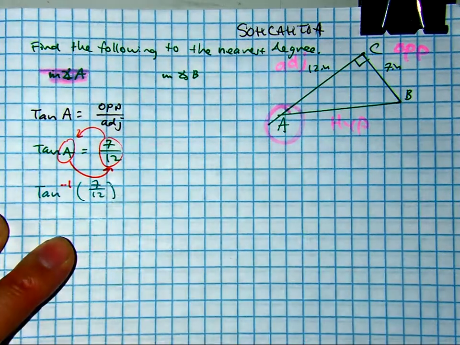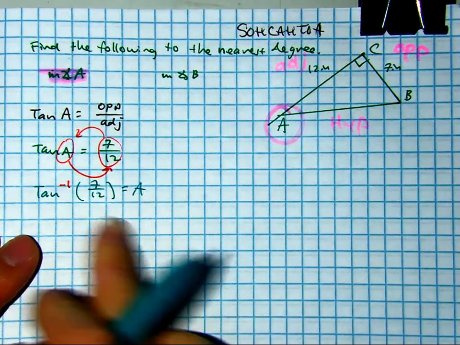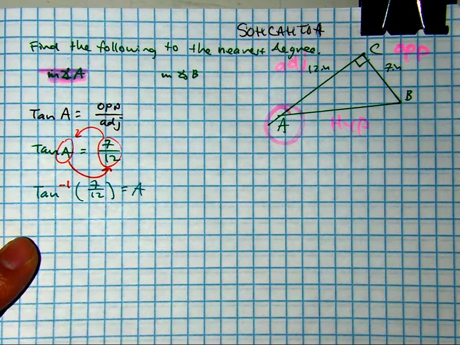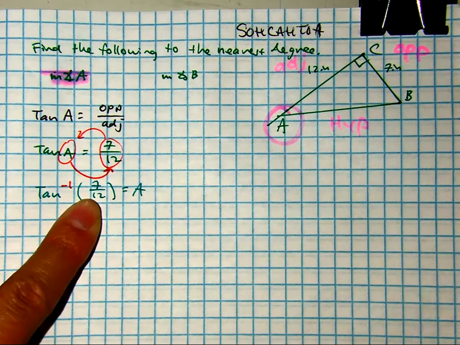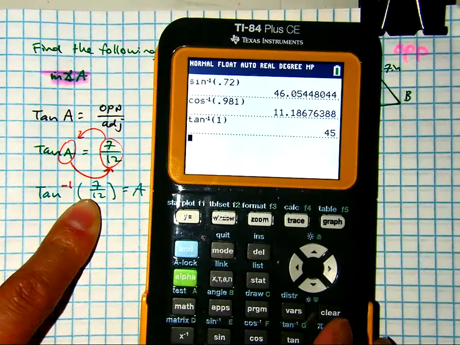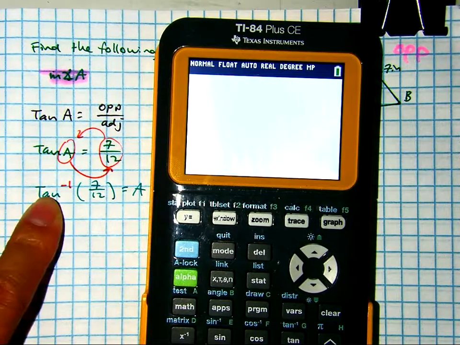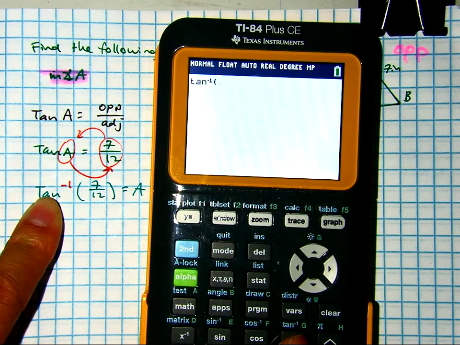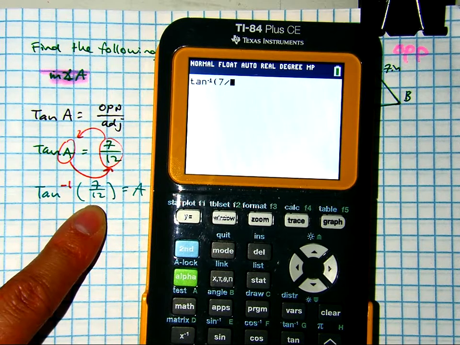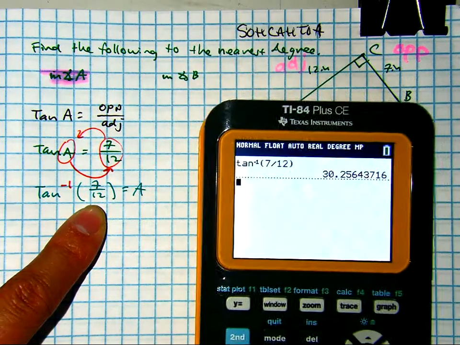Let's put it into our calculators. You don't even need to simplify that because your calculator can do that. Inverse of tangent, 7/12. And it told us to round to the nearest degree, so our answer is A is approximately 30 degrees.